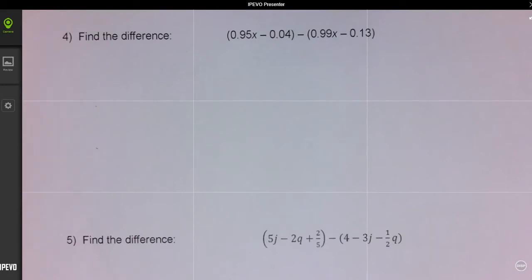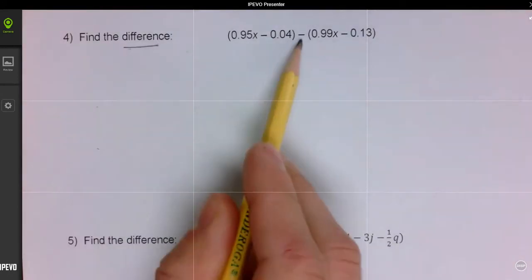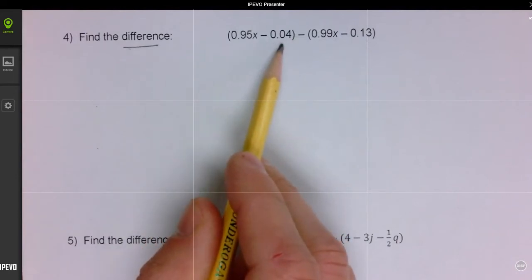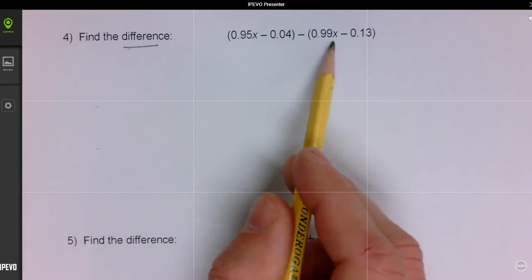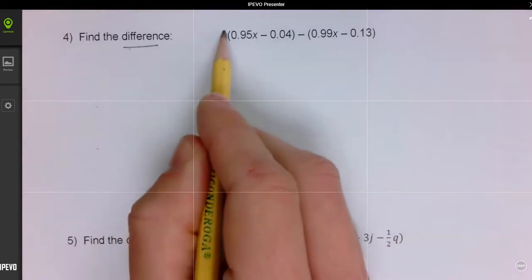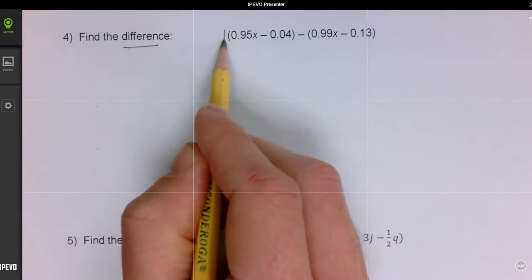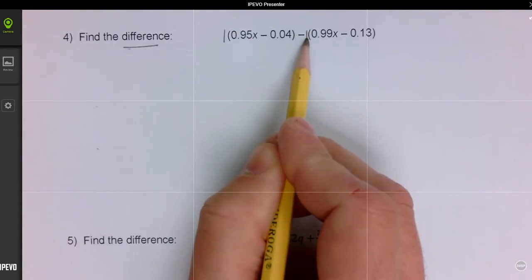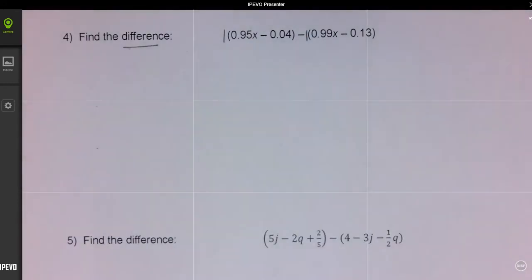In example 4, they want us to find the difference this time, so it's a subtraction problem. So I have 95/100 x minus 4/100 minus 99/100 x minus 13/100. So again, now they're in the parentheses. I have a 1 in front of this set of parentheses, but in front of this set of parentheses, I now have a negative 1.